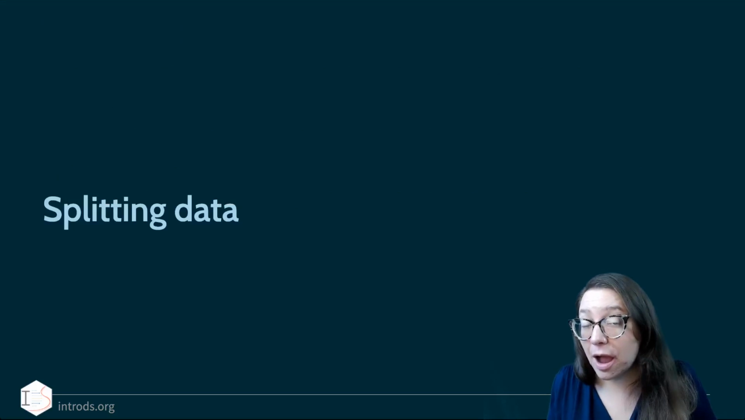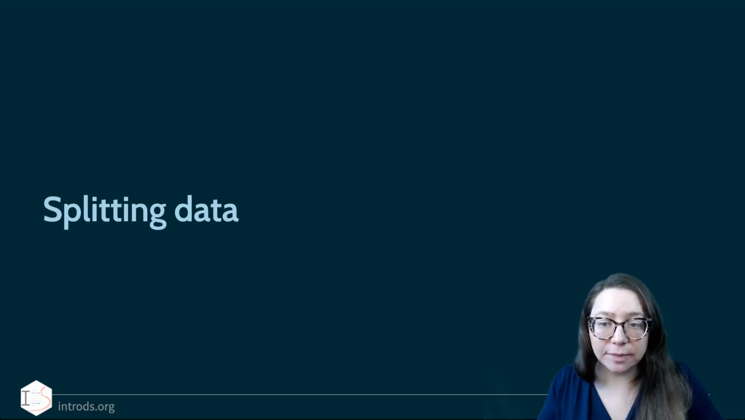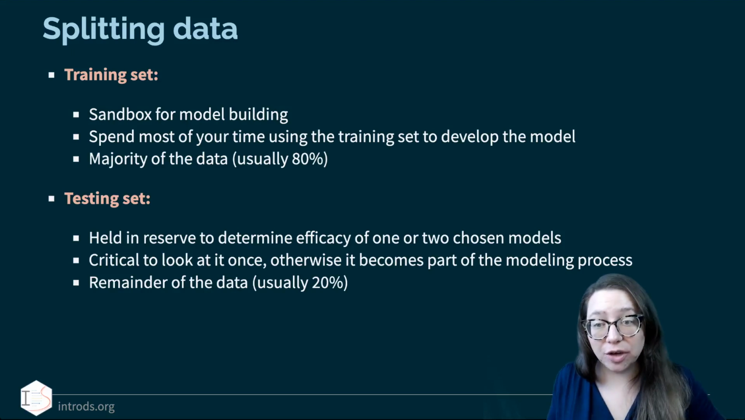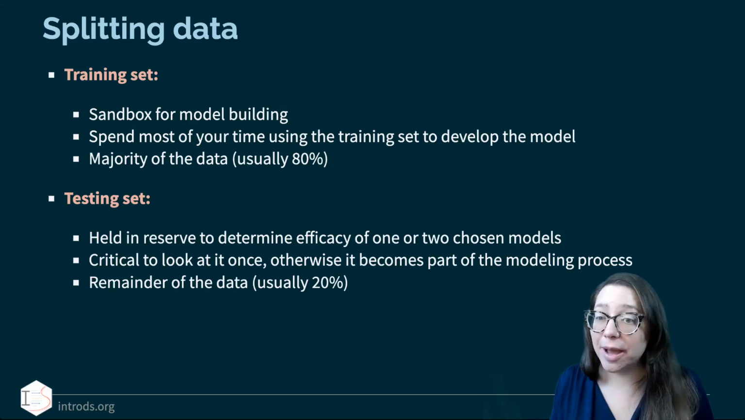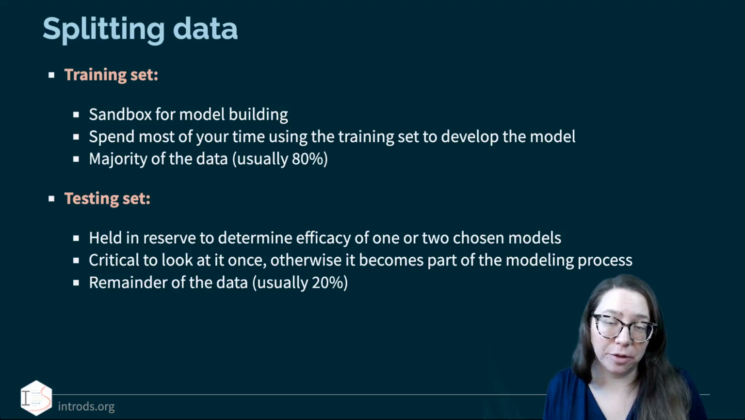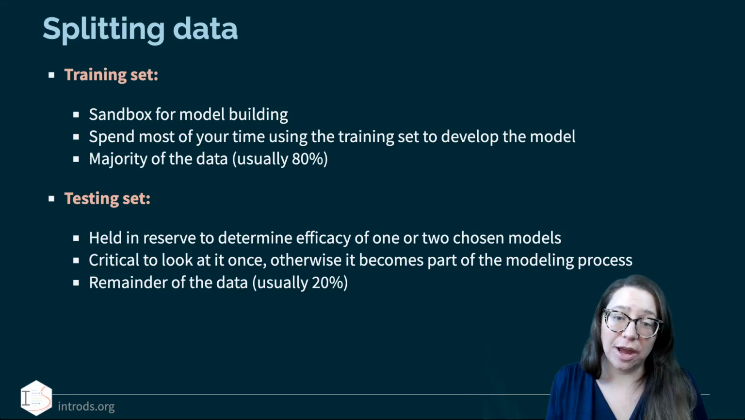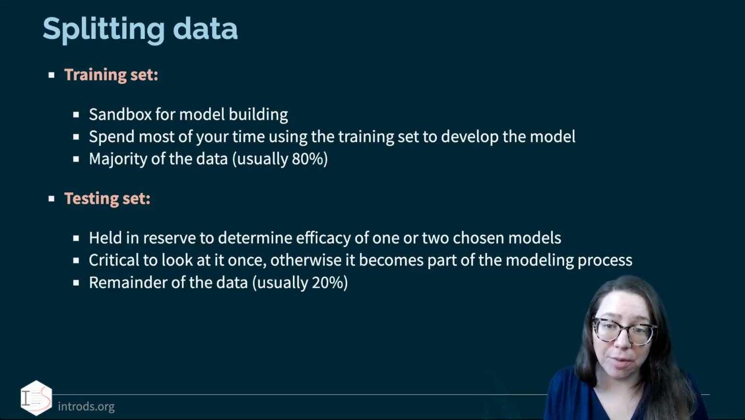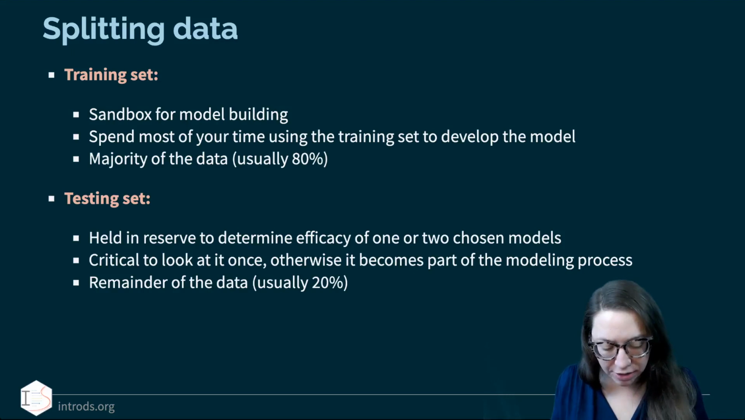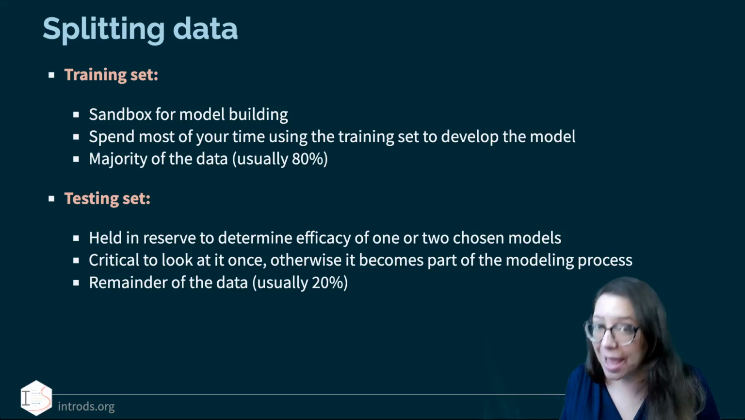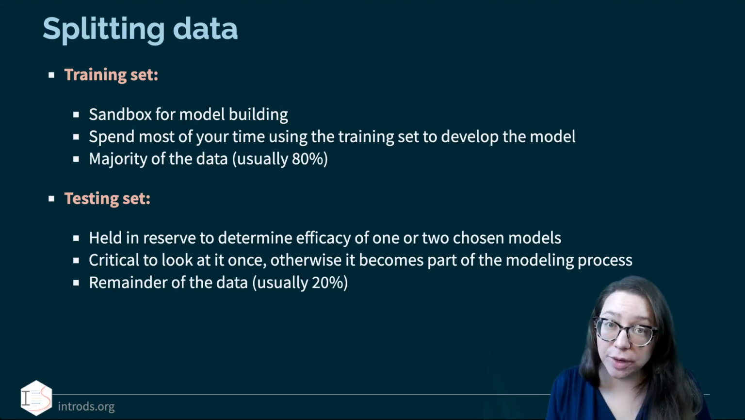A common way of addressing this is by splitting our data. So we split our data into two sets, a training set and a testing set. You can think about your training set as your sandbox for model building, just like you're on the playground. You can do whatever you want in there. You want to spend most of your time using the training set to develop your model. And this is usually the majority of your data. A common split that's used is an 80-20 split, for example. So you take your data set and you take a random sample, perhaps, of 80% of it, and that's the data that you use. And the remaining 20% you don't get to touch until you're ready to test.